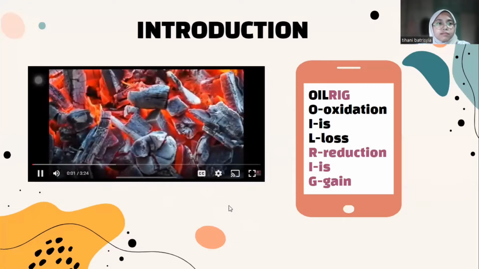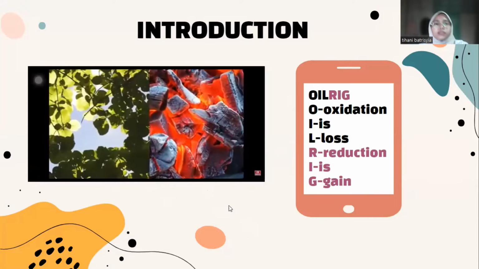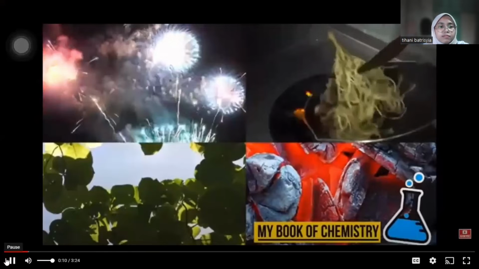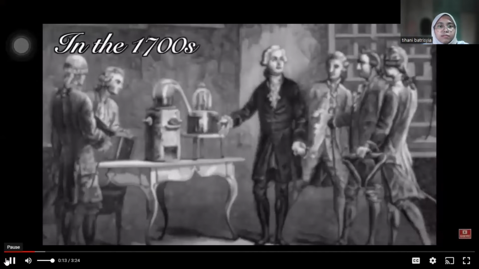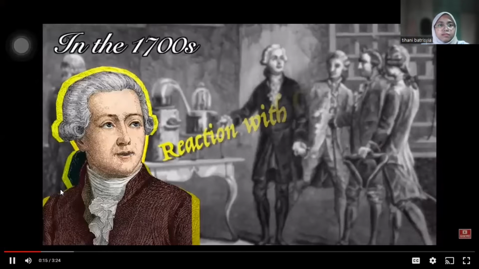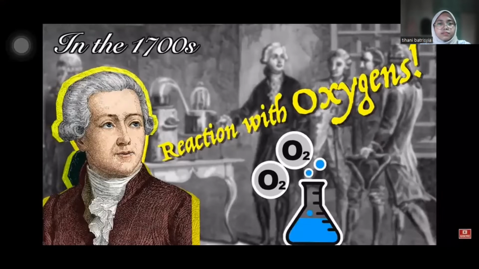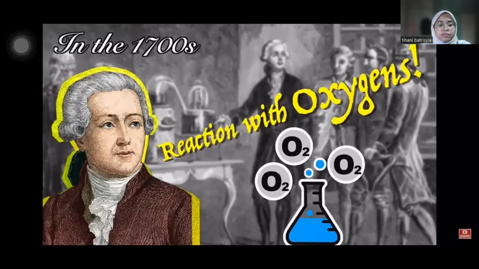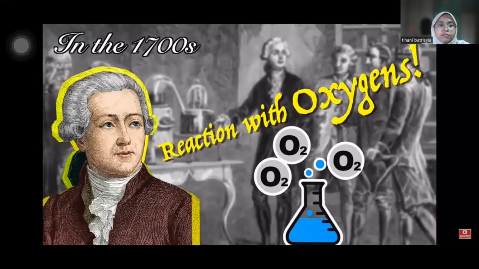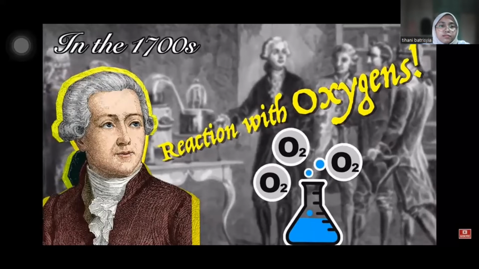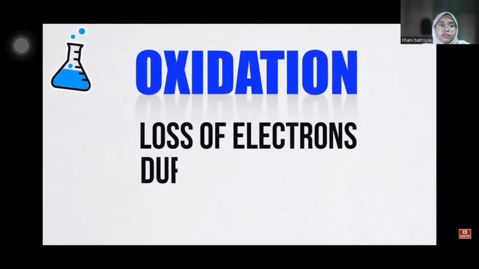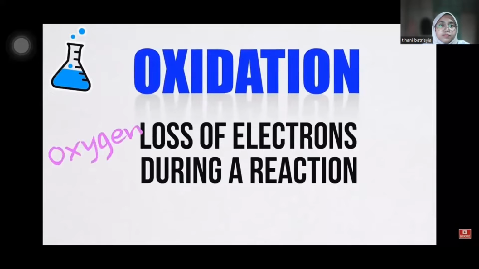Almost 1/3 of the chemical reactions taking place around us are some form of oxidation and reduction reactions. So what are oxidation and reduction reactions? And where do we find them? In the 1700s, the word oxidation originally meant a reaction with oxygen, where oxygen was added to a compound. This was because oxygen was the first known oxidizing agent. However, the definition of oxidation has become more general these days, including other types of reactions. In modern chemistry, oxidation means the loss of electrons during a reaction, and it doesn't necessarily involve oxygen.